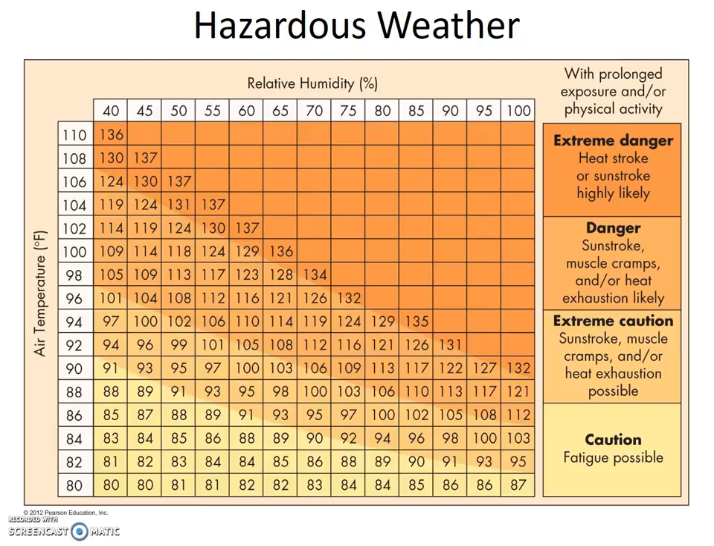Across the top, we have relative humidity, and along the side, we have air temperature. The numbers that fill in most of the chart are the body's perception of temperature. Take a moment to look at the numbers. Do you see any trends?